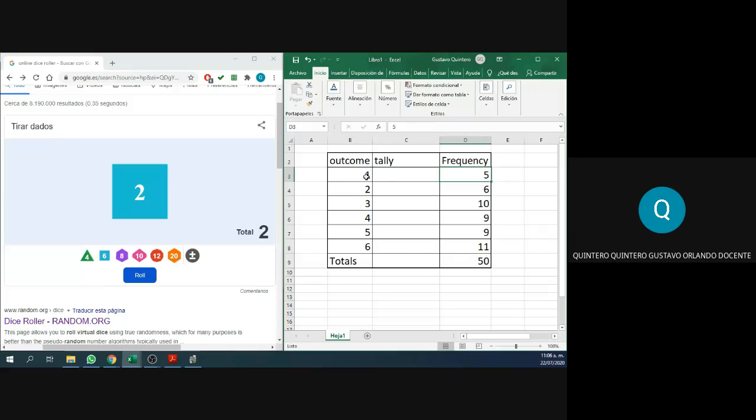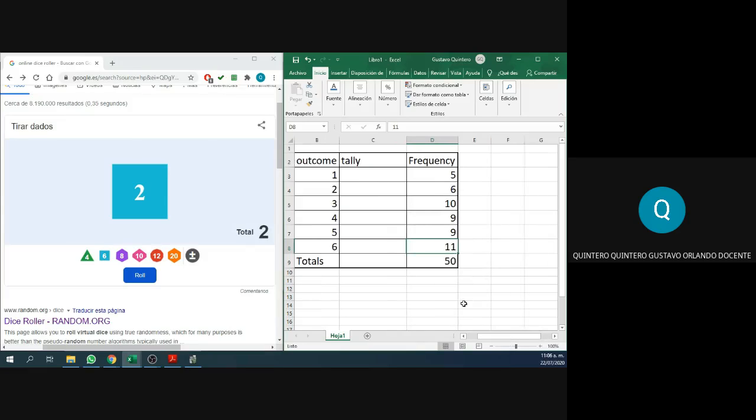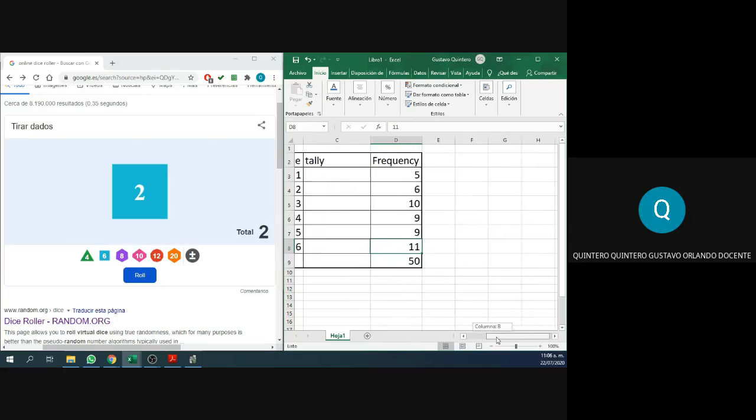So for me, the number 1 appeared 5 times. The number 2 appeared 6 times. Number 3 appeared 10 times. Number 4 appeared 9 times. Number 5 appeared 9 times. And number 6 appeared 11 times, right? So let's calculate the probabilities of each of these events.